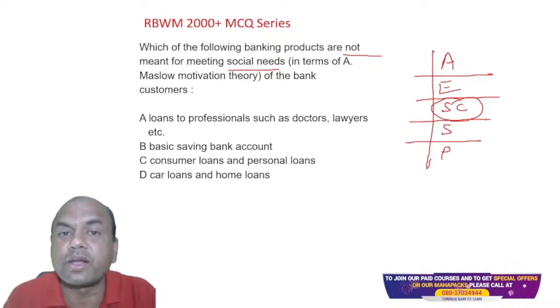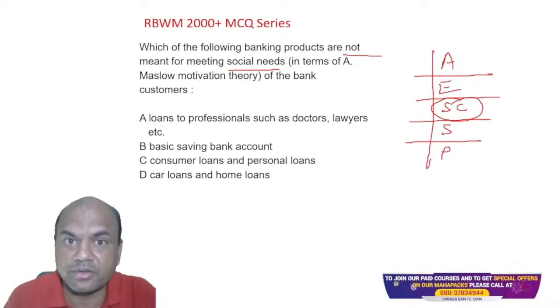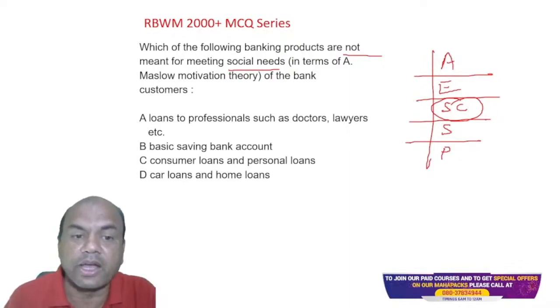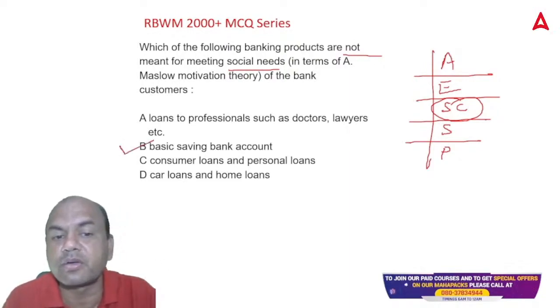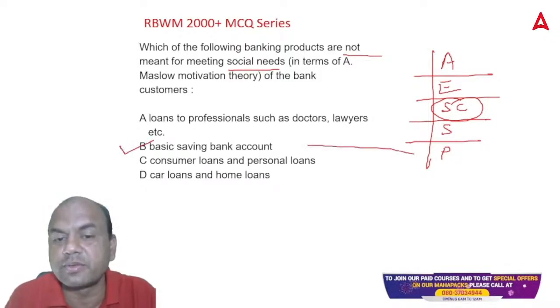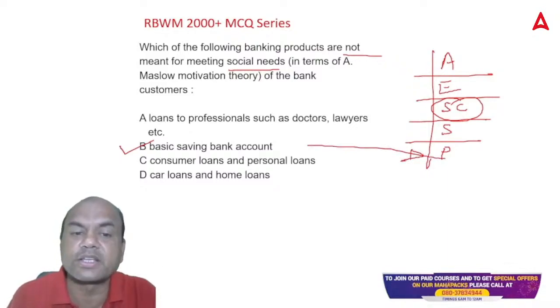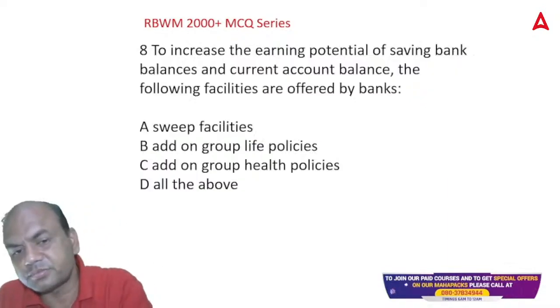Social needs is quite a rich person. Okay, upper middle class. So why does this customer need a BSBD account? This is for Jan Dhan. This is for physiological needs, right? This will be given over here. So that's why this is the answer, BSBD, right?